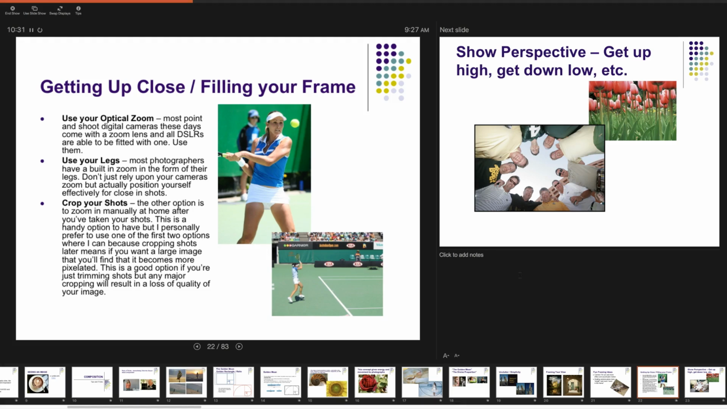Who can tell me what their point and shoot says? What do you guys have? 3 times? 30. Okay. 40. So it says 40x on the front of these.